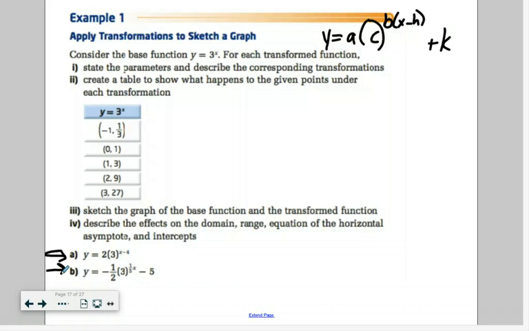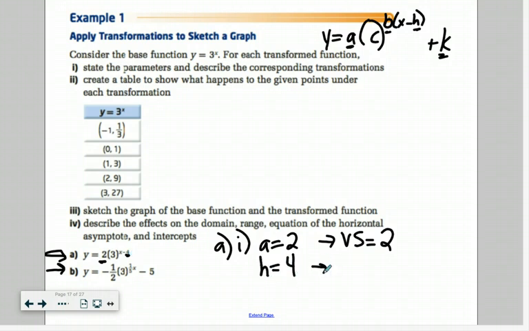So the first thing it's asking us to do is to state the parameters, okay? So the parameters are actually stating what are the values of A, B, H, and K, right? And what are they actually doing? So in this first one here, we've got this A value of 2, and that results in a vertical stretch of 2. And the only thing that's happening in the exponent is this -4, right? So that's an H value of 4, which means we have a horizontal translation of 4 units to the right. Okay, so those are the parameters, the values of A, B, H, and K. So in this case, only A and H. And then what happens with those transformations, right?